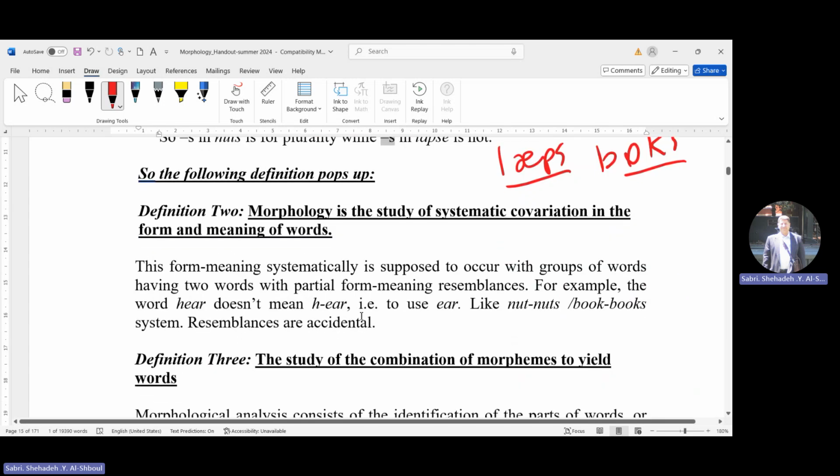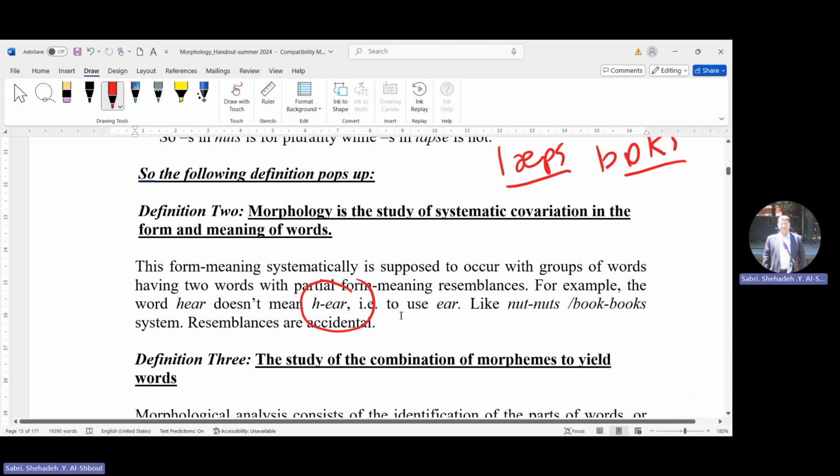Another definition comes into play when we talk about morphology as the study of the systematic covariation in the form and meaning of words. So, does it happen that certain words bear meaning due to their denotative reference? I mean, with the dictionary. So this form-meaning systematicity is supposed to occur with groups of words having partial form-meaning resemblances. For example, it might happen that the word here, which contains the sound ha, and the ear, to use the ear to listen to something, or to hear.